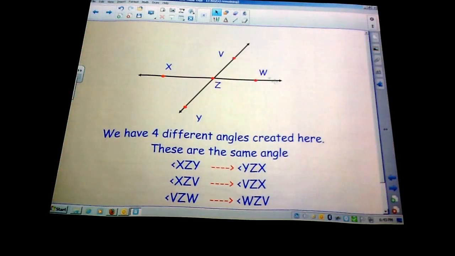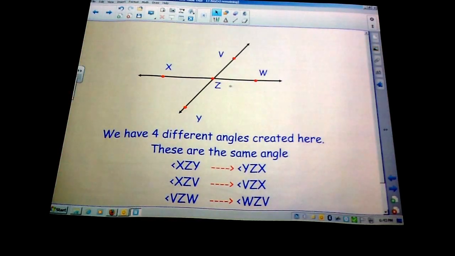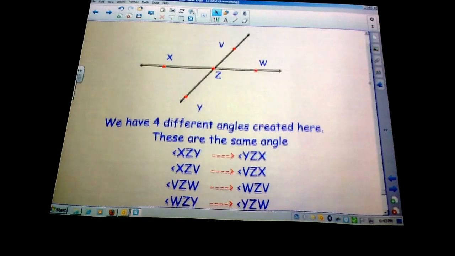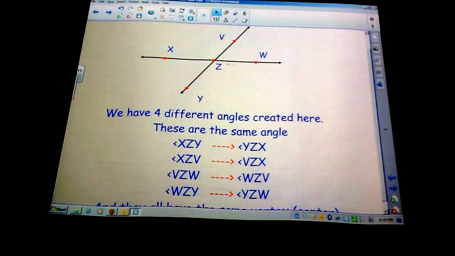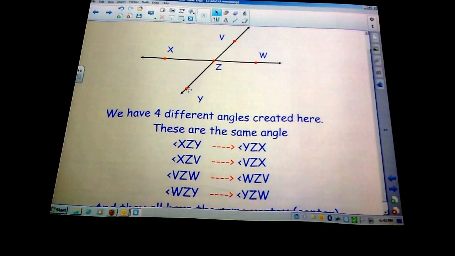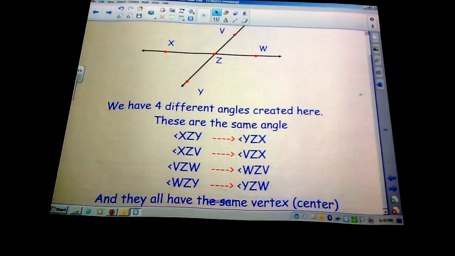Alright, so we have the first figure from page 2 here, and it's showing us an intersection of two lines that intersect at point Z and form 4 different angles. Although we could call this particular angle WZY or YZW, it's still just one angle. So 4 angles are formed from the intersection of 2 lines.